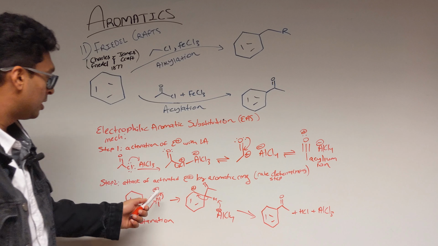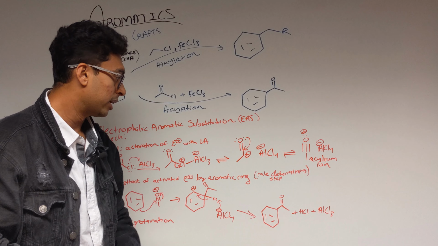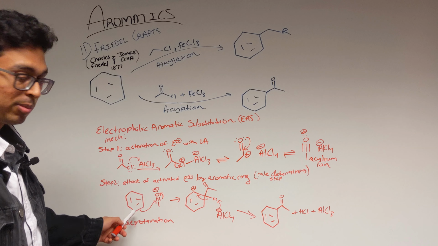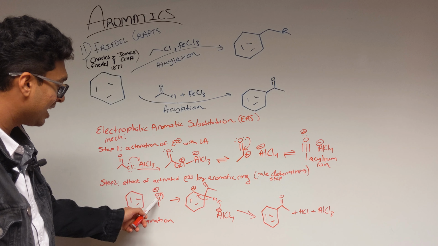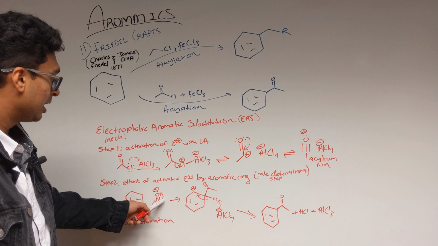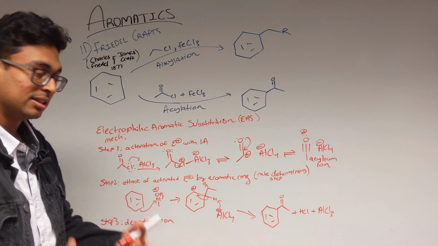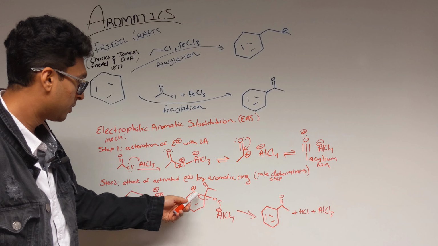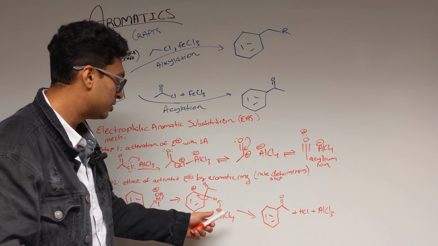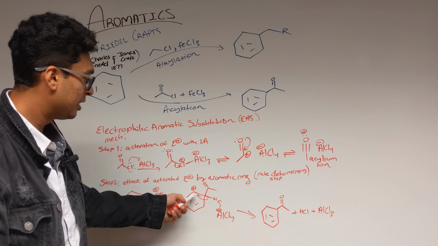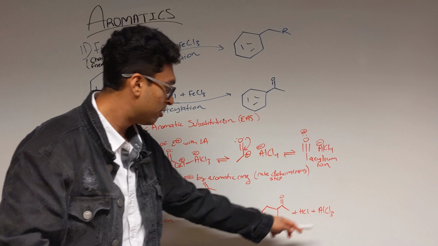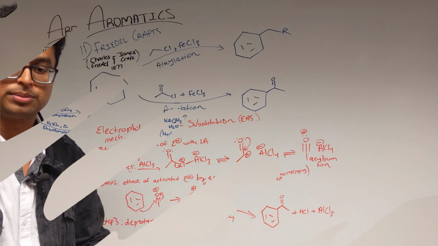Step 2 is the attack of the activated electrophile by the aromatic ring, and this is the rate determining step. The benzene ring has a pi bond, which is electron rich, so it's going to attack directly on this carbon, and then it's going to shift those electrons onto the oxygen, making it stable since it's positively charged. After that, the third step is just deprotonation, where aluminum chloride picks up that hydrogen and then you form that pi bond back, making it aromatic. So now you have this acylation on this benzene ring.